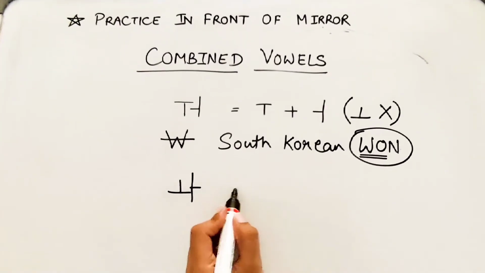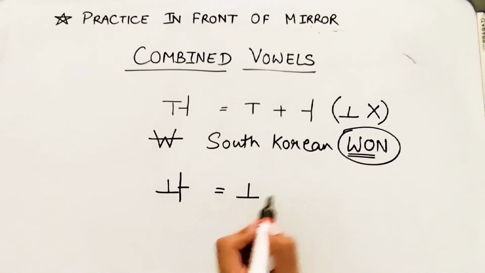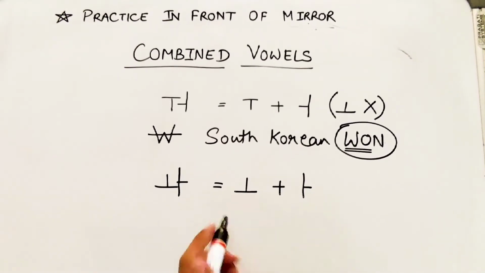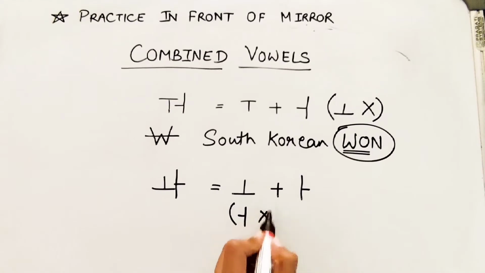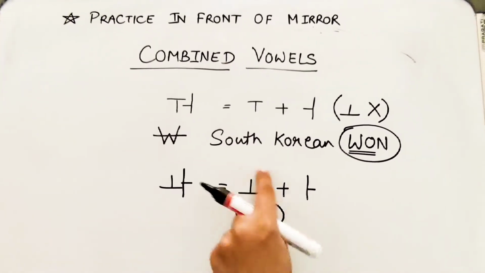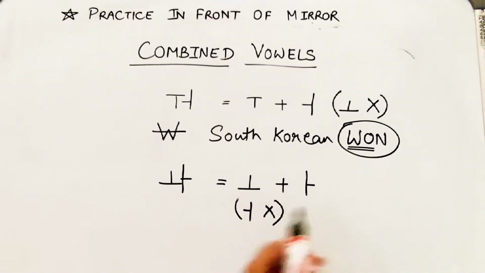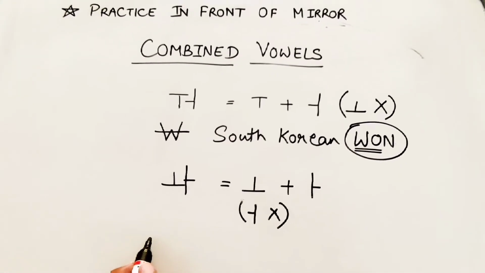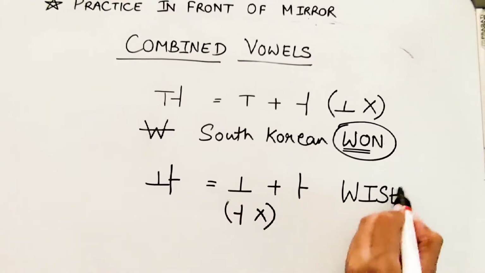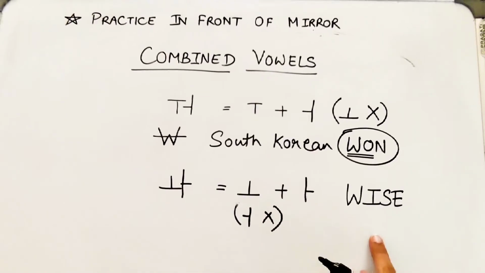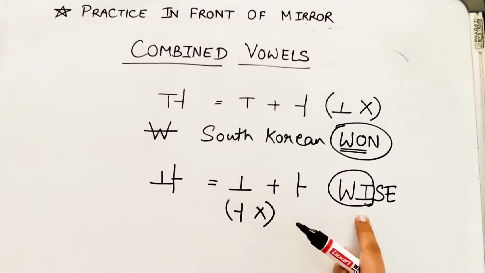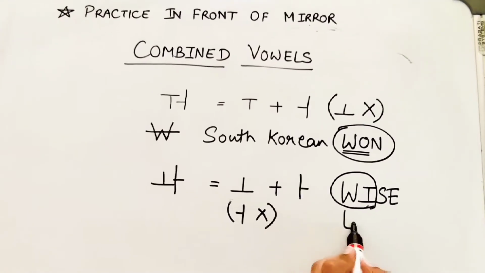Moving on, the next vowel is wa. It's made using O and A. Both are basic vowels. Now remember, here the vowel is O and not O. When you say O, you are opening your mouth a little less. The gap between your lips is less as compared to when you say O. The word in English that you can use to remember this is wise. When I say wise, the W-I, the sound that it makes is wa.